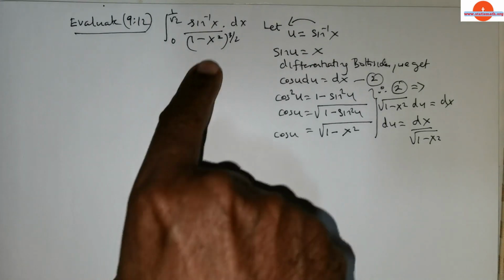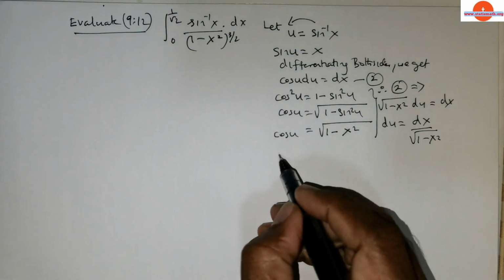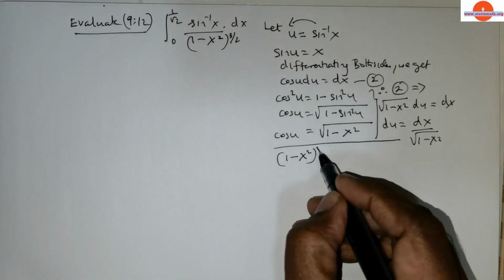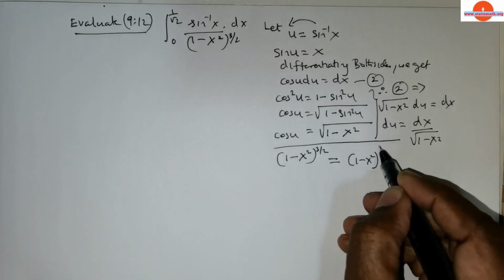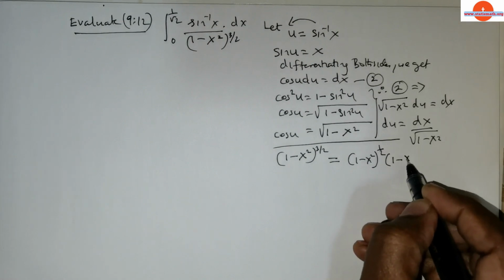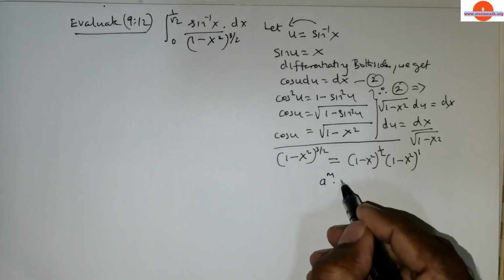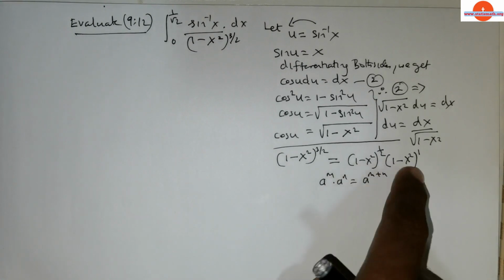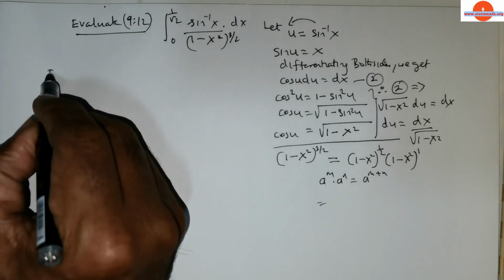Now we have been given (1 minus x squared) raised to the power 3 over 2, so let me just resolve that quantity. (1 minus x squared) raised to the power 3 over 2 can be rewritten as (1 minus x squared) raised to the power 1 over 2 times (1 minus x squared) raised to the power 1. We know that a to the power m times a to the power n is a to the power m plus n. That's why I'm rewriting it like this. I would be using all of these in this question.